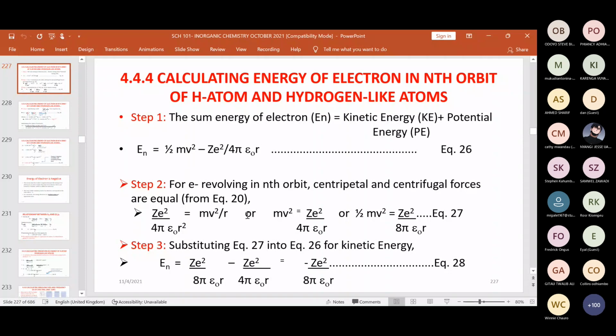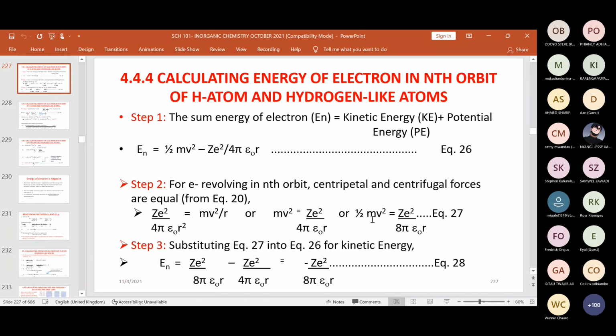From this equation, we make mv squared the subject. So we have mv squared is equal to Z e squared over 4 pi permittivity R. And we see that mv squared is close to the expression of kinetic energy. The only thing that is missing is a half. So we multiply both the left hand side and right hand side by a half. So we get a half mv squared is equal to Z e squared over 8 pi permittivity R.